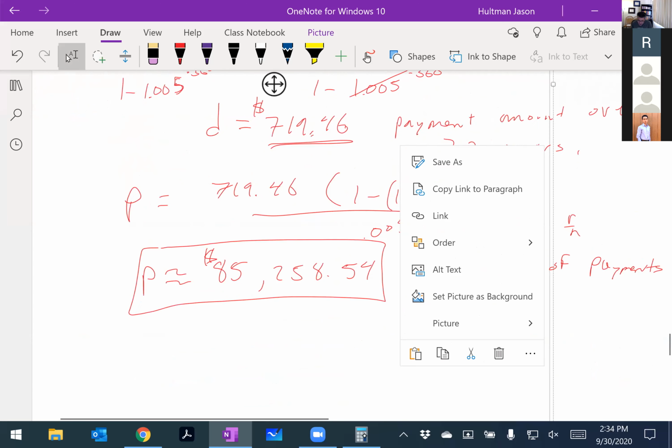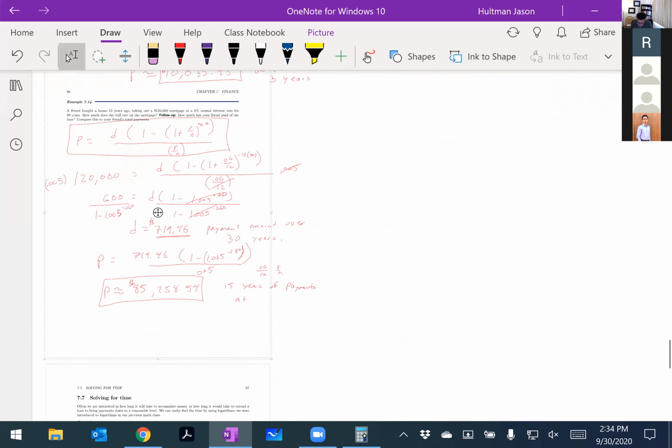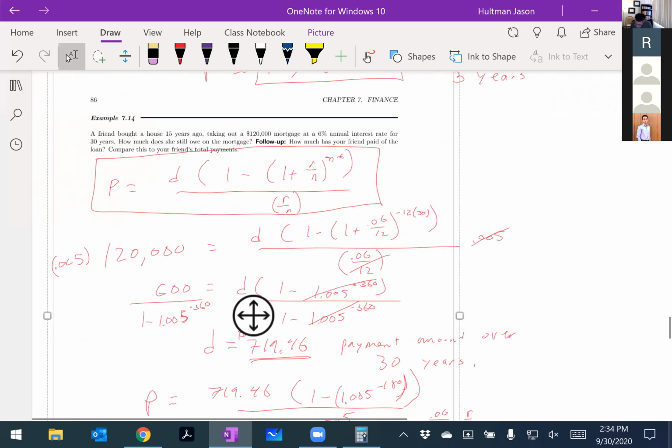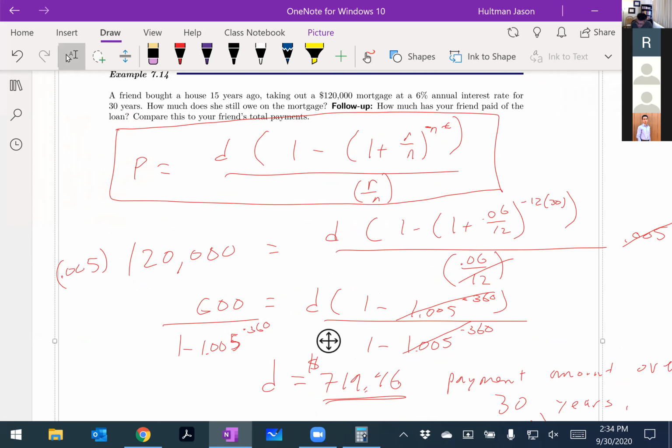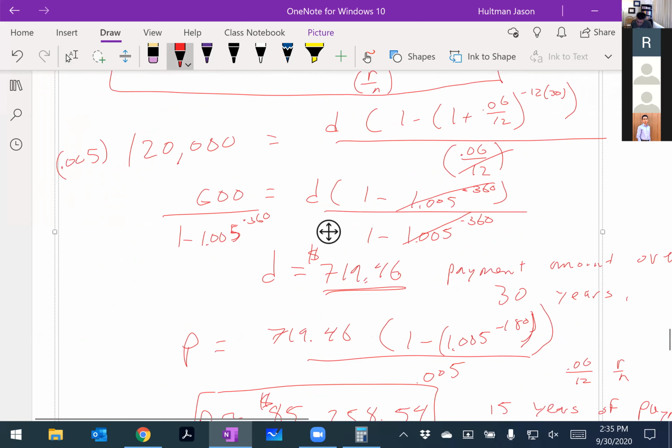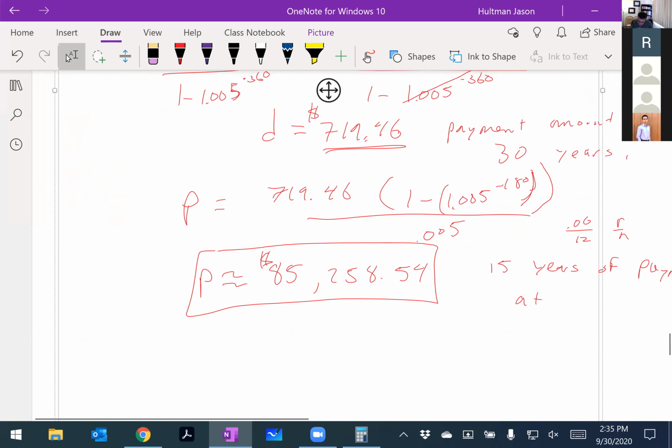Okay, so the follow-up to this was, how much has your friend paid of the loan? Compare this to your friend's total payments. So how much has he paid off the loan?